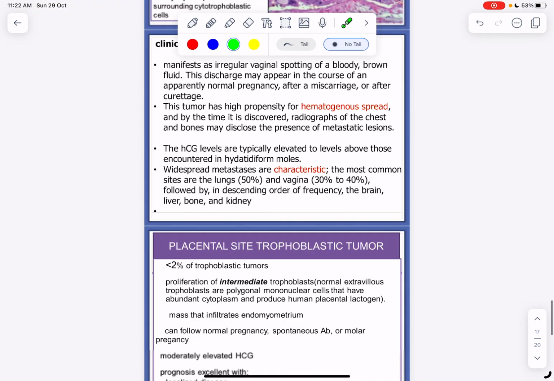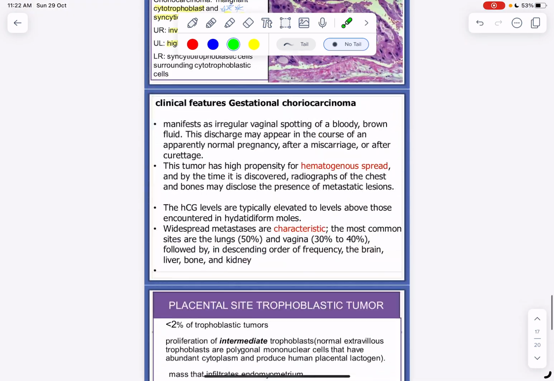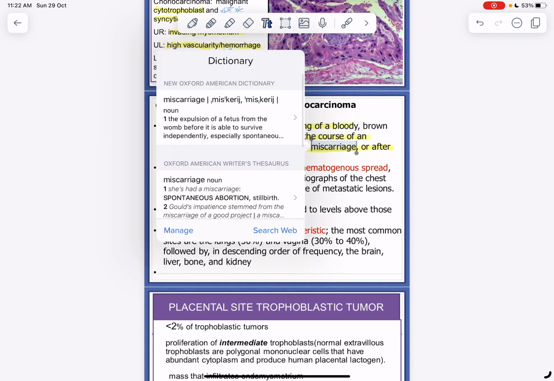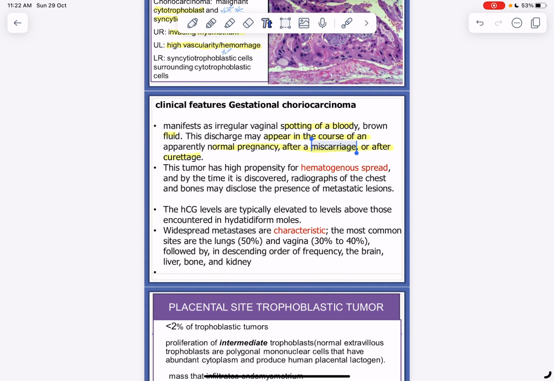As for the clinical features of gestational choriocarcinoma, the patient comes complaining of irregular vaginal spotting or bloody brown fluid, and this discharge may appear in the course of an apparently normal pregnancy. A lady comes to you with a normal pregnancy, complaining of this bloody discharge or brown fluid coming out, and after that you get an ultrasound and find this choriocarcinoma. Also the lady may come with the same clinical features after miscarriage, abortion, after curettage.